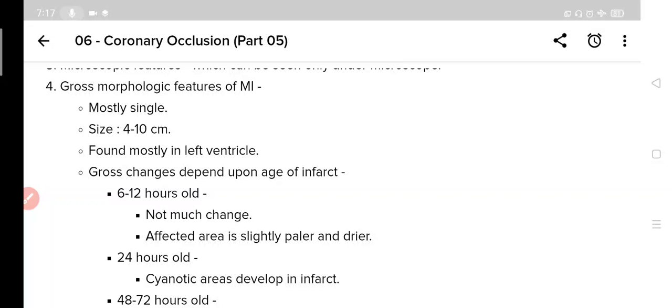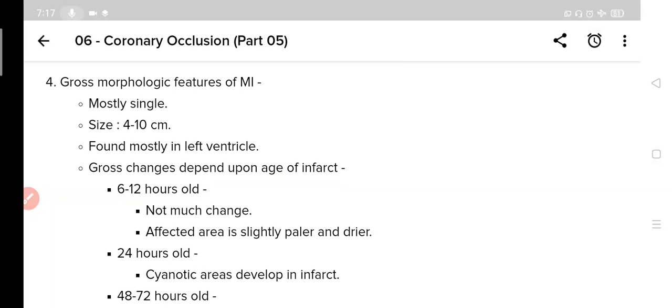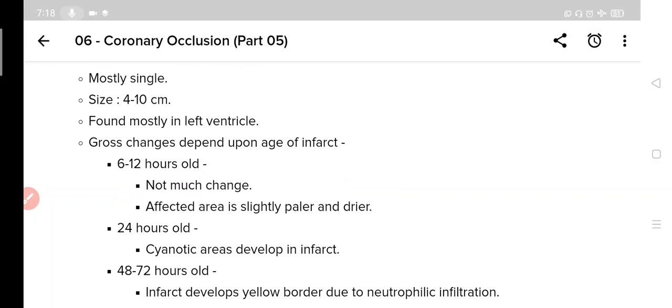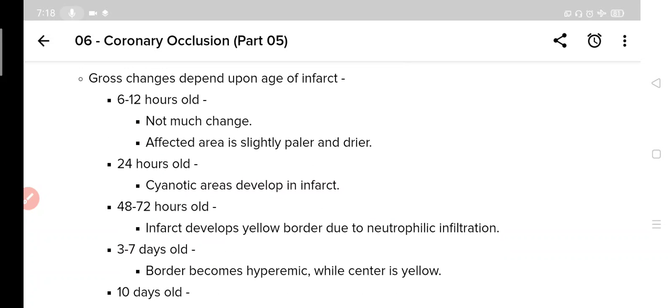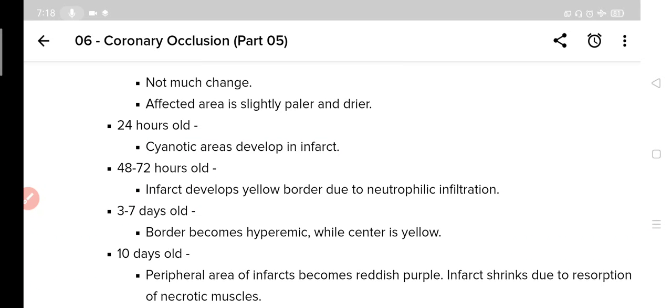So what are the gross morphologic features of myocardial infarction? First of all, it is mostly a single patch; myocardial infarction is one in number. Its size is 4 to 10 centimeters, and it is found mostly in the left ventricle. These are changes which you can see by naked eye, and these gross changes depend upon the age of the infarct. That means how old the infarction is. The features depend on that. If the infarct is 6 to 12 hours old, there will not be much change. Only the affected area will be slightly paler and drier.